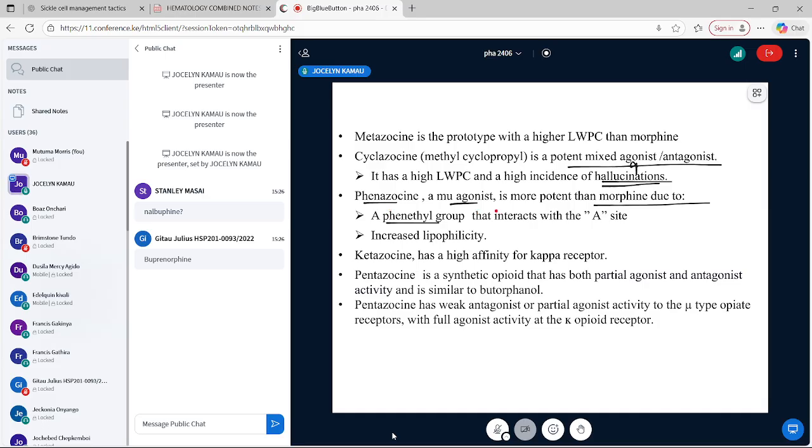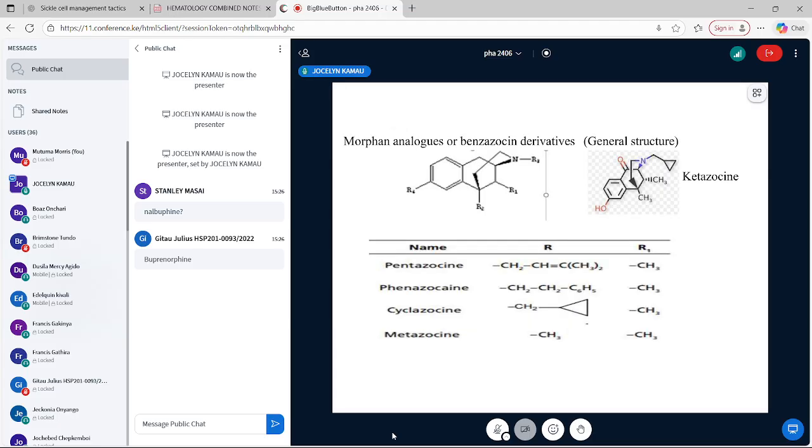Phenazosine, a mu agonist, is more potent than morphine due to a phenyl ethyl group that interacts with a site we are going to call site A. I'm going to show you that site, and also increased lipophilicity. Ketazosine has high affinity for kappa receptor. It has a slightly, as we have seen, different structure.